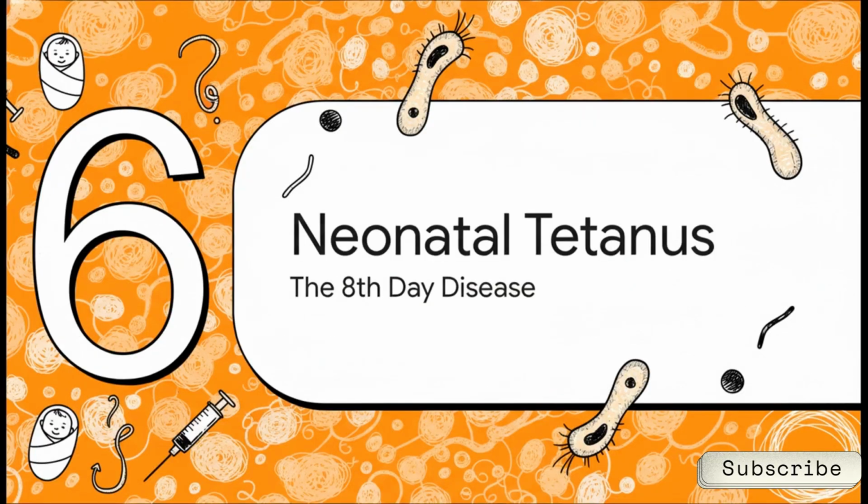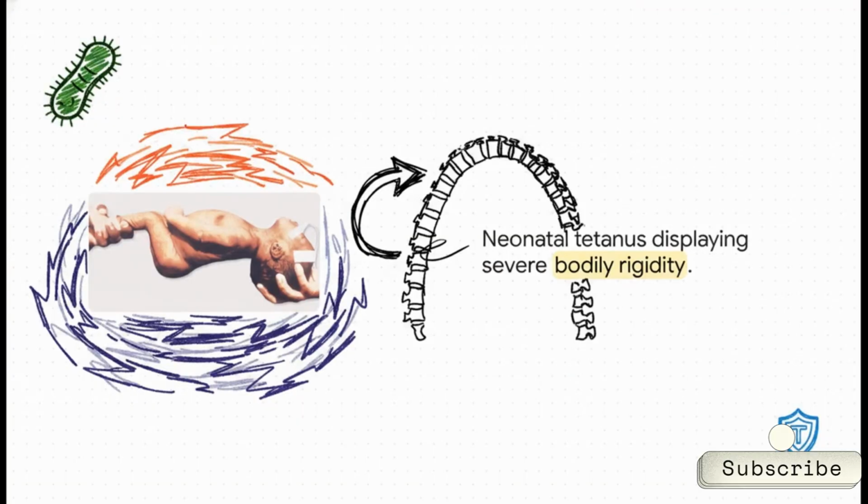Section 6. Neonatal tetanus. A highly testable short note on the 8th-day disease. This right here illustrates the tragic reality of the disease. This neonate is suffering from severe opisthotonus, that generalized spastic contraction of the extensor muscles we talked about earlier. It causes the entire tiny body to rigidly arch backward. It's a devastating presentation that usually kicks in after the first week of life.